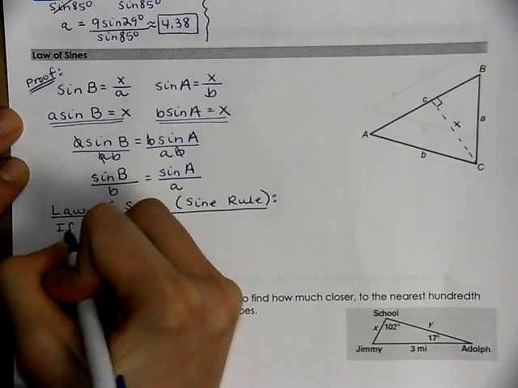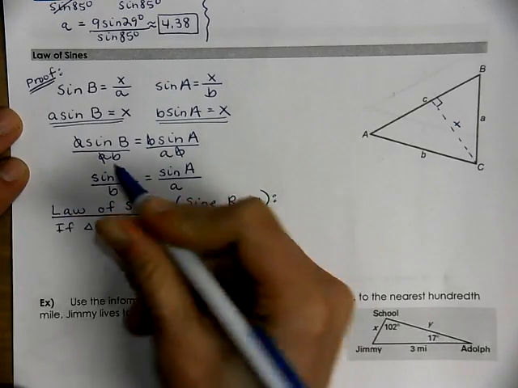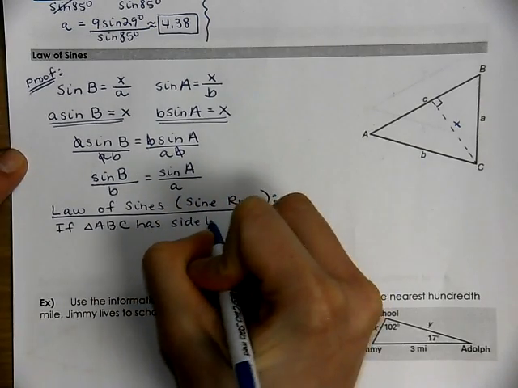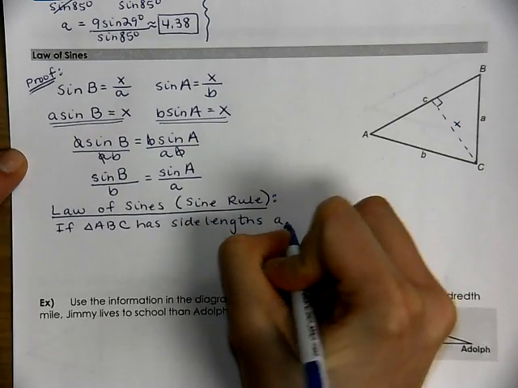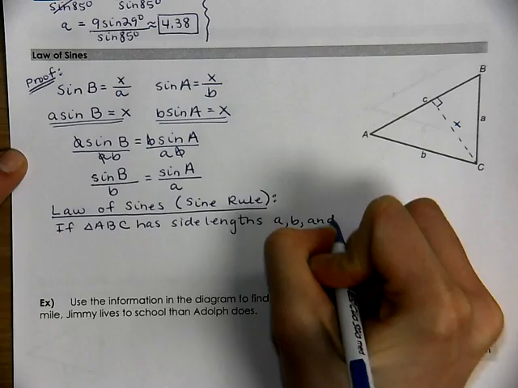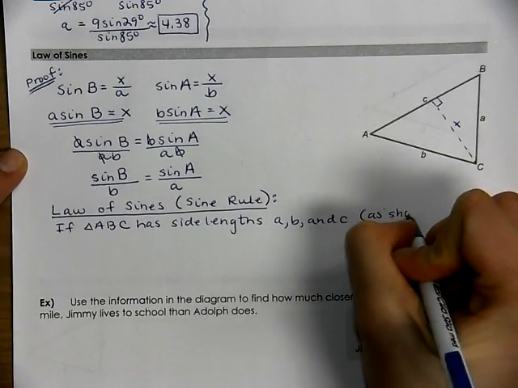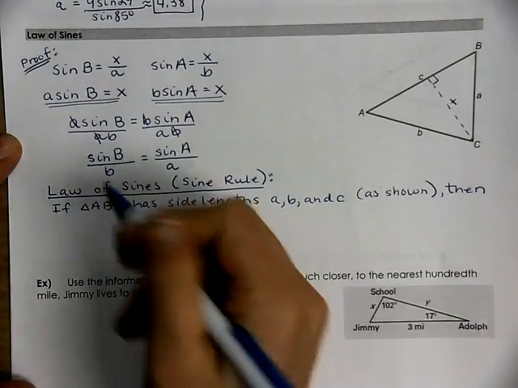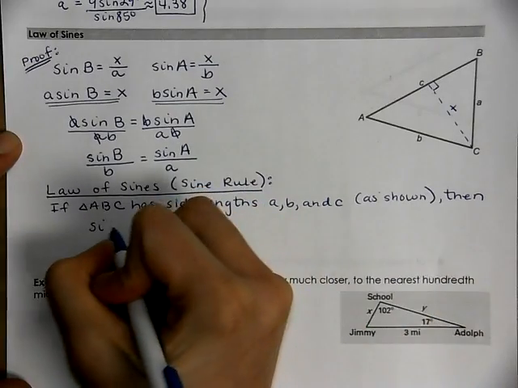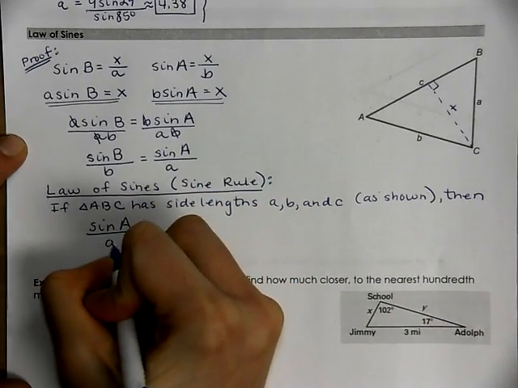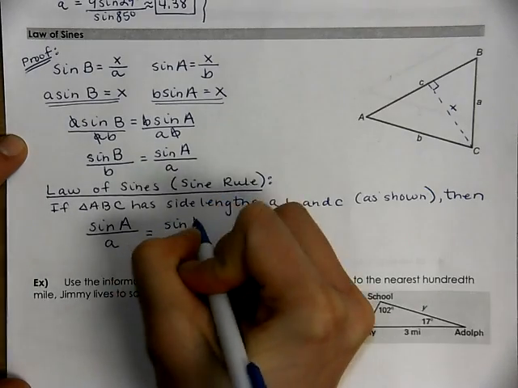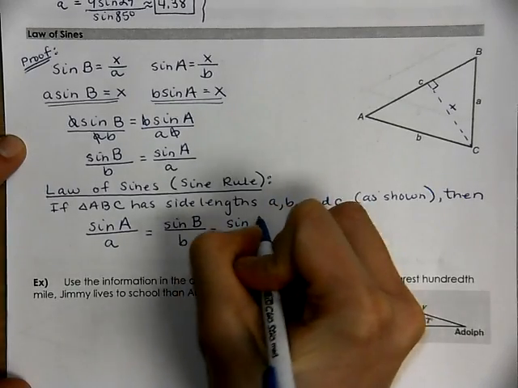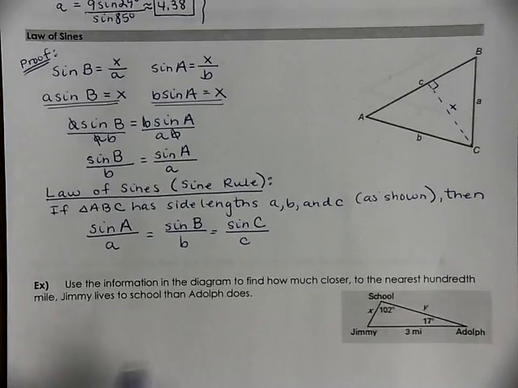So the sine rule says, if triangle ABC has side lengths a, b, and c, as shown in the picture above, then the following is true. Sine of angle A divided by side length a is equal to sine of angle B divided by side length b, which is equal to sine of angle C divided by side length c.